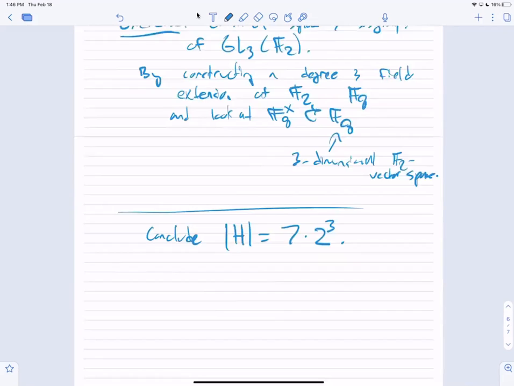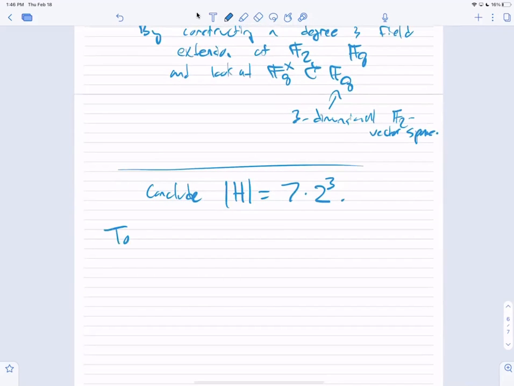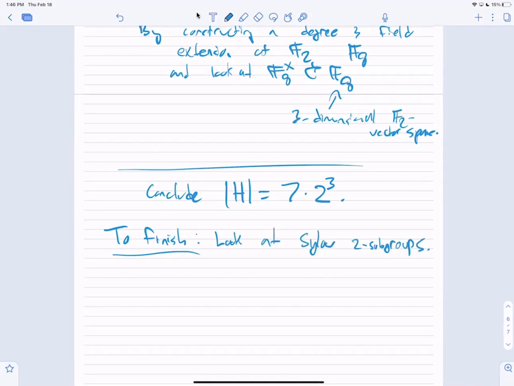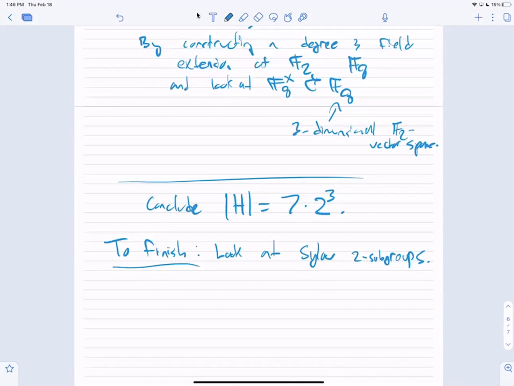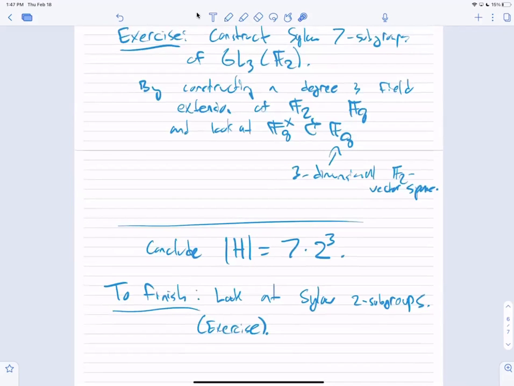It's 1:46, so I guess I stop here. Now you're going to look at Sylow 2 subgroups, but let me leave that as an exercise. And maybe we'll come back to this part of it.